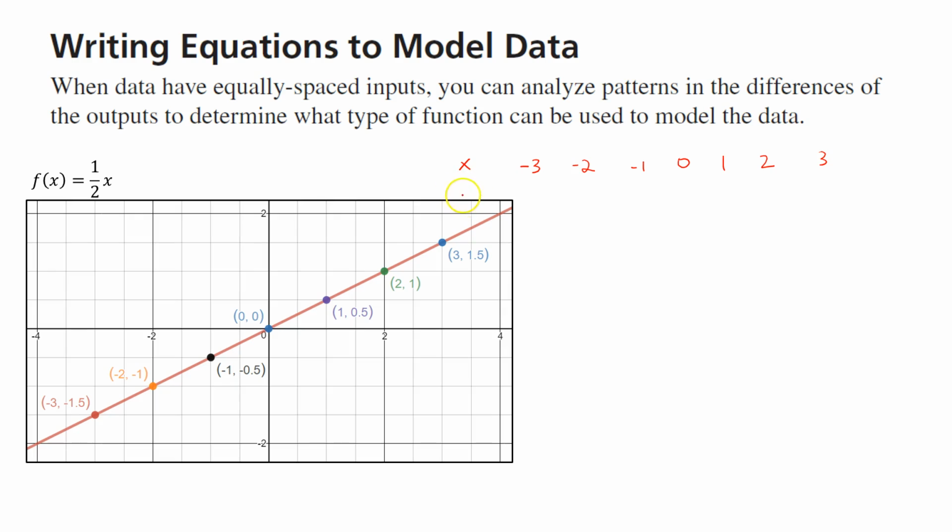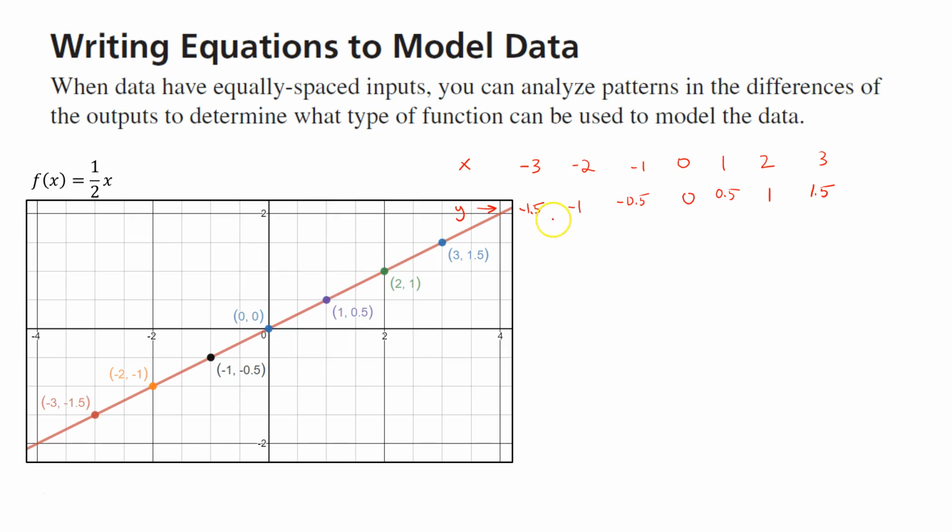And then our y values are, see, at -3, it's -1.5. At -2, we are at -1. At -1, we're at -0.5. At 0, we're at 0. At 1, we are at 0.5. At 2, we're at 1. And at 3, we are at 1.5. So these are our y values.